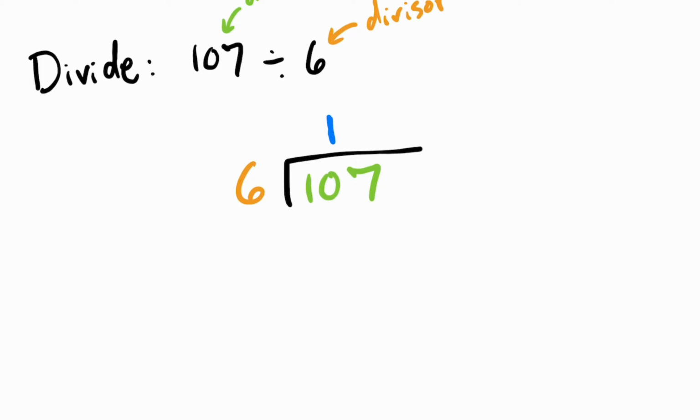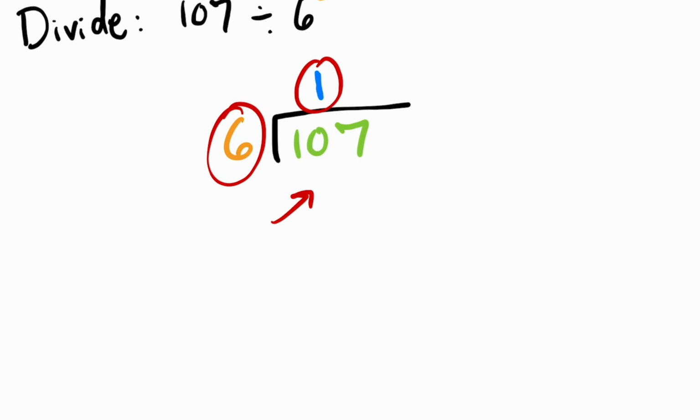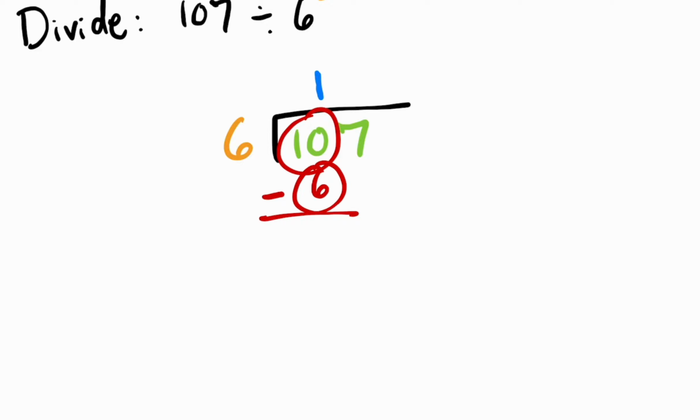Okay, now our next step is to multiply. So we're going to multiply that number that we just wrote on top times the 6, and we're going to write our answer down below the 10. So 1 multiplied by 6 equals 6, and we'll write that down below the 10. And now we're going to subtract. We're on to our next step, which is subtracting just the 10 minus the 6. So 10 minus 6 equals 4. And we'll bring down the 7 here, and we're done with one full cycle.